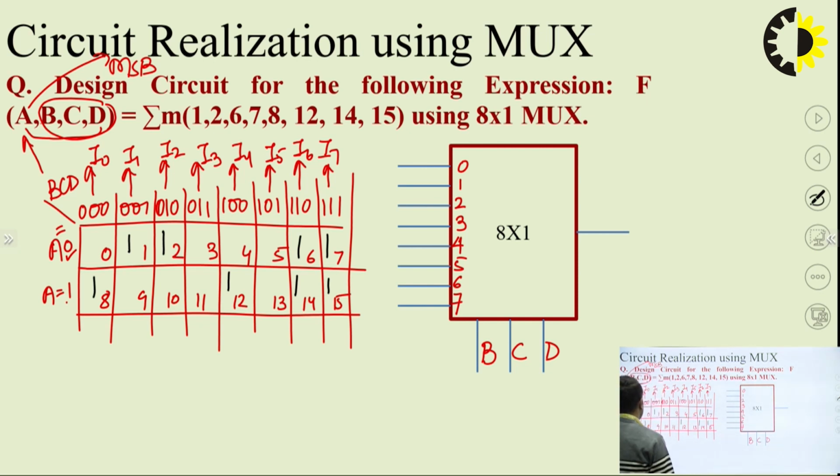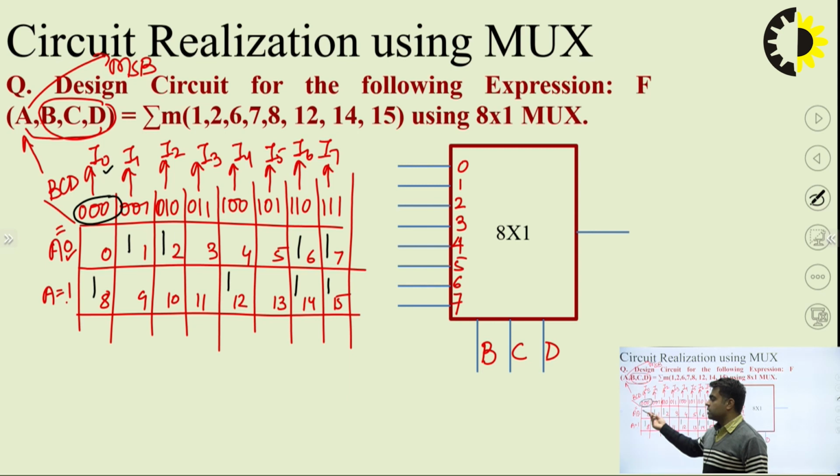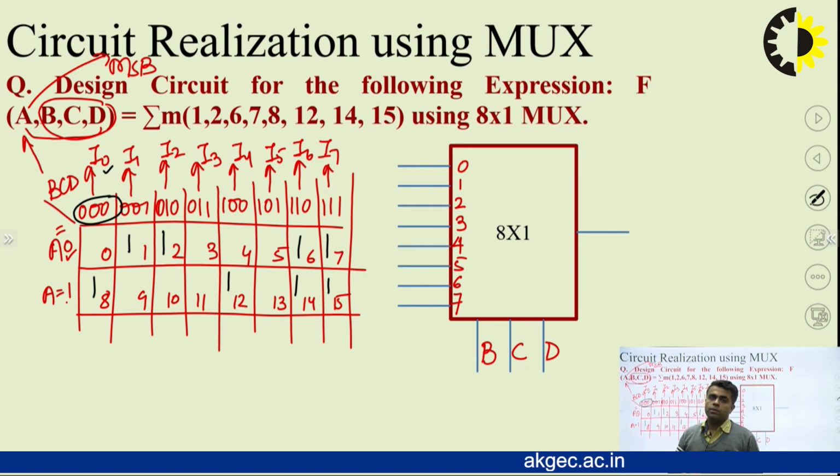Now we can see that in this first column, when I place BCD equal to 000, I0 will be selected. If there had been 2 ones here, it wouldn't have mattered what the value of A is. In that case, I0 would be connected to 1, whether A is equal to 0 or A is equal to 1. But that is not the case here. As we can see, under this I0 column there is a single 1.